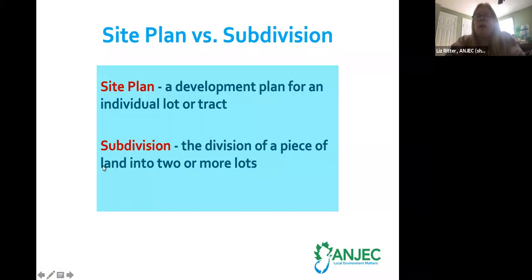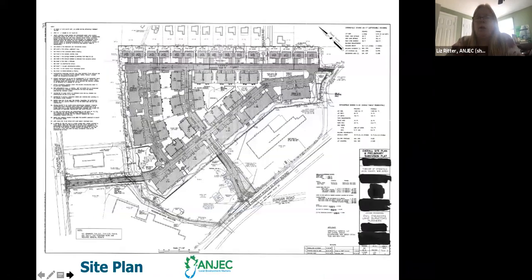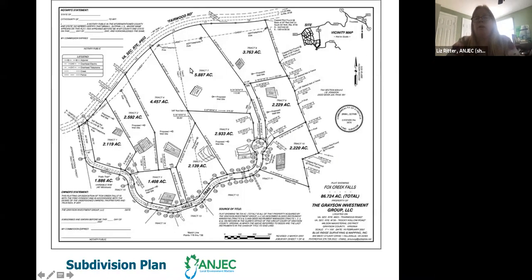So we talk about site plan, we talk about subdivision. A site plan is a development plan for an individual lot, one piece of property. A subdivision is when they're dividing a piece of land into two or more lots. So here is an example of the site plan. There are multiple buildings on this site plan, but it's still one lot. If you go to the next one, you'll see where they're dividing this property into different lots. You see one is almost 6 acres, one is about 2 acres, one is 1.5, etc. So that's a subdivision plan.